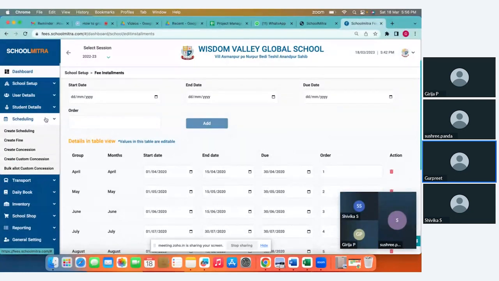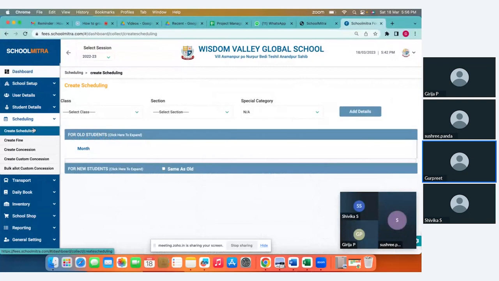This is the heart and soul of the entire fee system. In the schedule, you create a schedule that goes to your new kids and to your old kids. For example, in the month of April, how much fees would be collected in which categories is something that you do in the scheduling part.